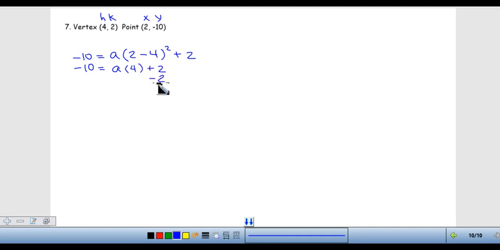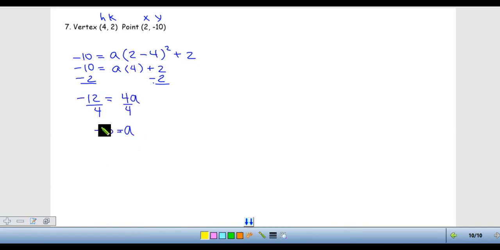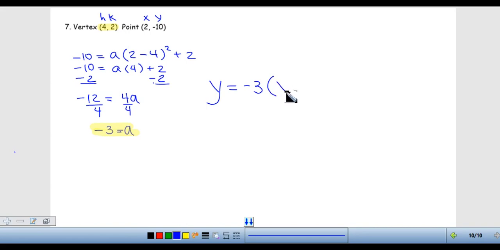I'm going to start by subtracting 2 on both sides. That gives me negative 12 equals 4a, and then I'll divide by 4. So a is equal to negative 3. I'm going to use this answer, a, and I'm going to use my h and k to write my final equation. So I've got y equals a, x minus h squared plus k.